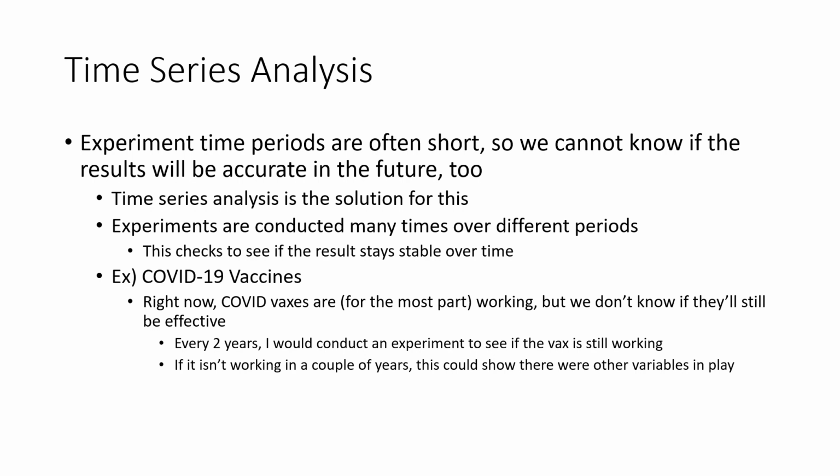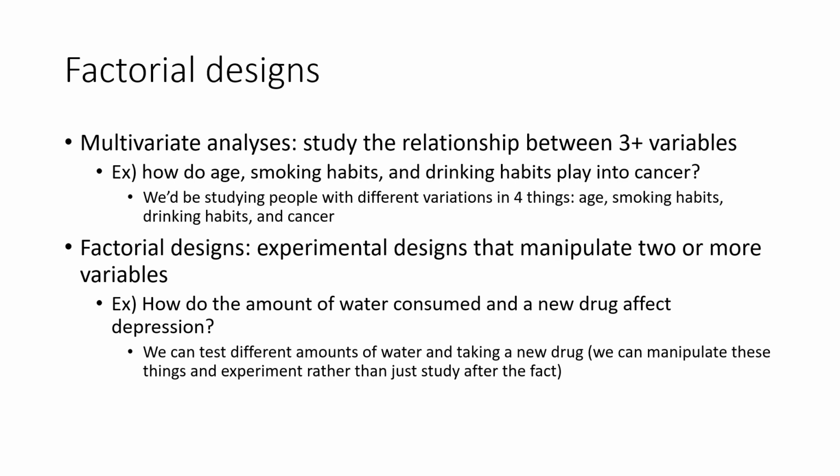An example that I thought of for this is COVID vaccines. As of now, COVID vaccines are for the most part working out pretty well, but we don't know if they're still going to be effective come 5 years or whatever. So say I want to test that, every 2 years I would conduct an experiment to see if the vaccine's still working, and say a few years pass, and it isn't working anymore, then that could show there are other variables in play in either that current time or now. Okay, this is the last slide.